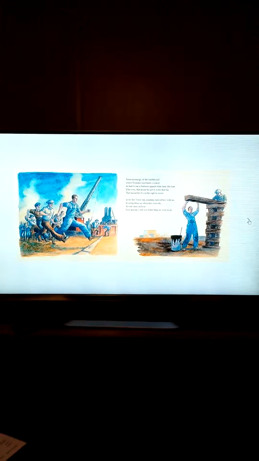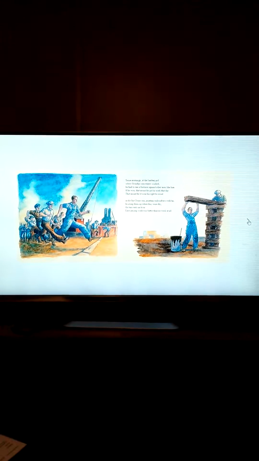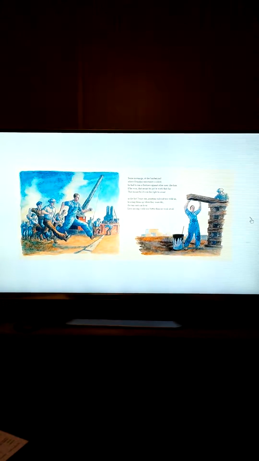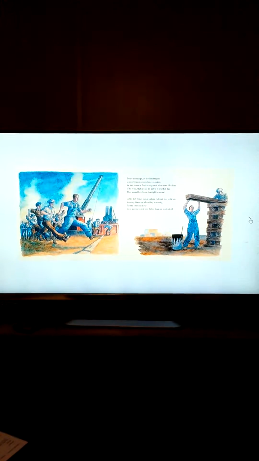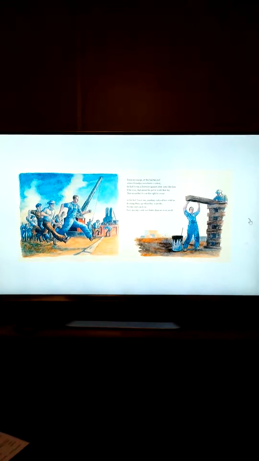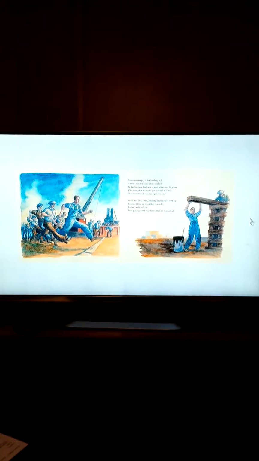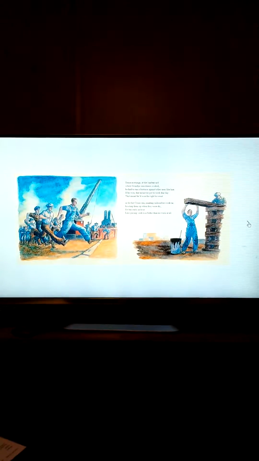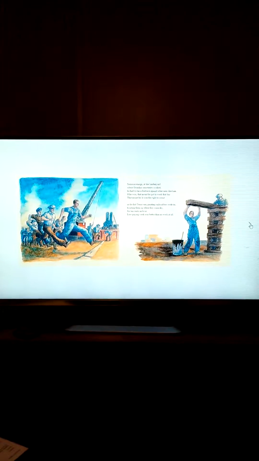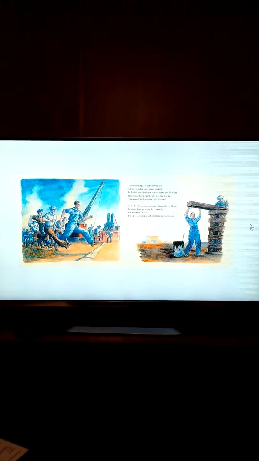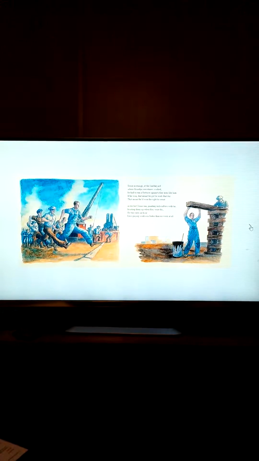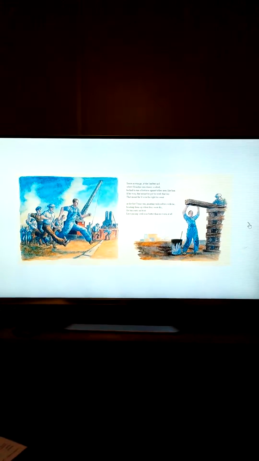Some mornings at the lumberyard, when Grandpa sometimes worked, he had to run a foot race against other men like him. If he won, that meant he got to work that day. That meant he'd won the right to sweat in the hot Texas sun, painting railroad ties with tar, hoisting them up when they were dry, for 10 cents an hour. Low paying work was better than no work at all.